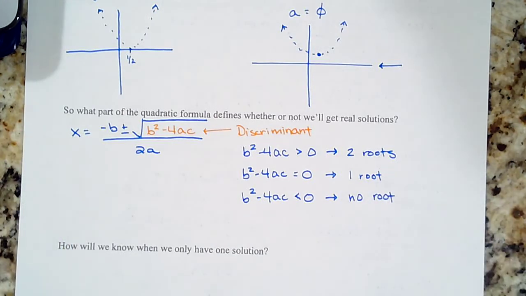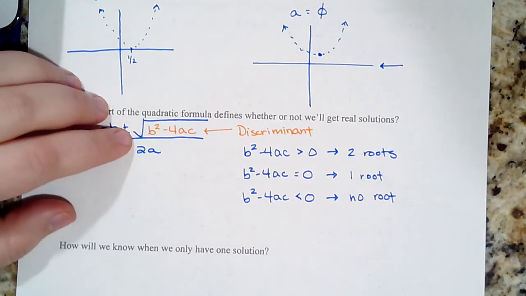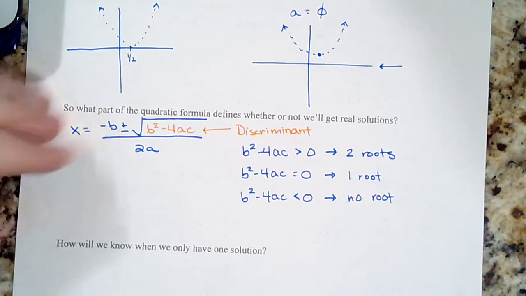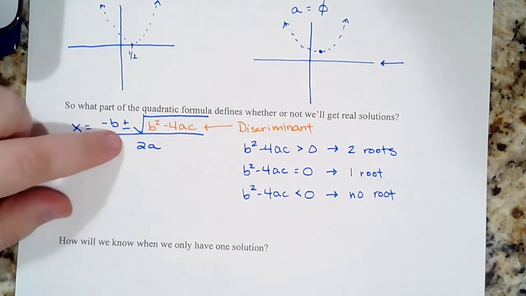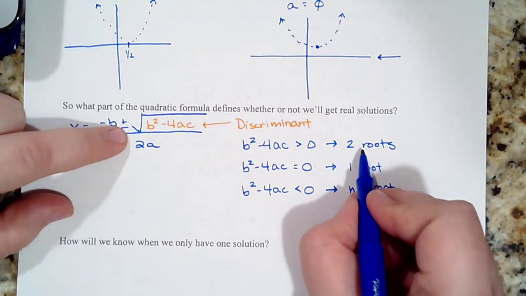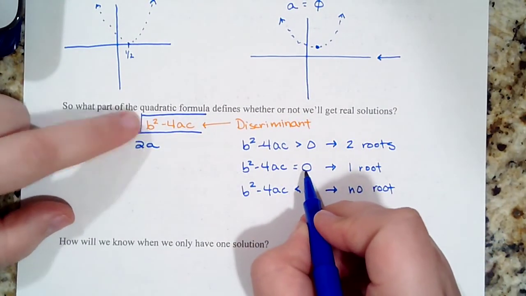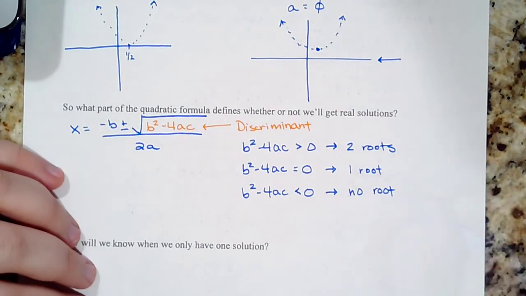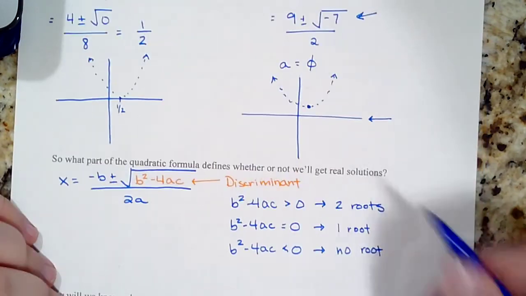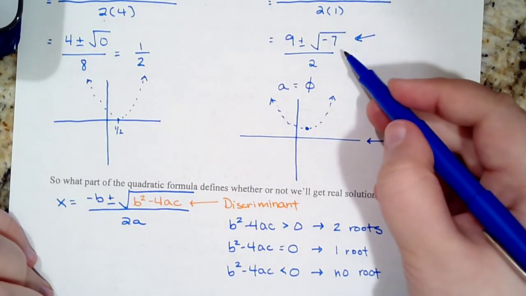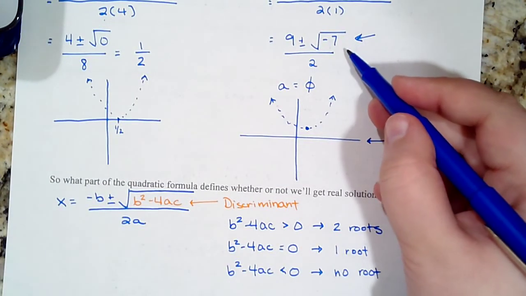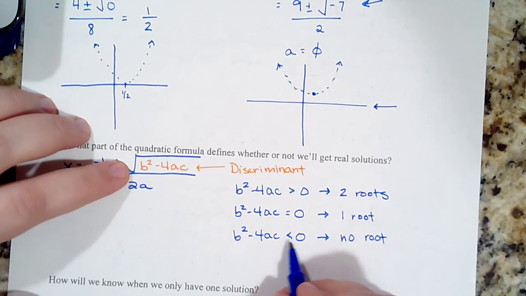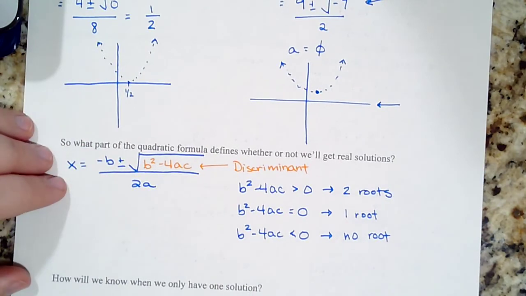Now, why is this? Well, let's think about it in terms of a square root. If you have a positive number in a square root, you have the positive and the negative version of that square root. That's two answers. If you have a 0 in your square root, what's the square root of 0? It's just 0, so you'll only have one answer. But just like this example, if you have something that is less than 0 in that square root, i.e. a negative number, it makes sense that we can't take the square root of a negative, and we're not going to have any real answers.